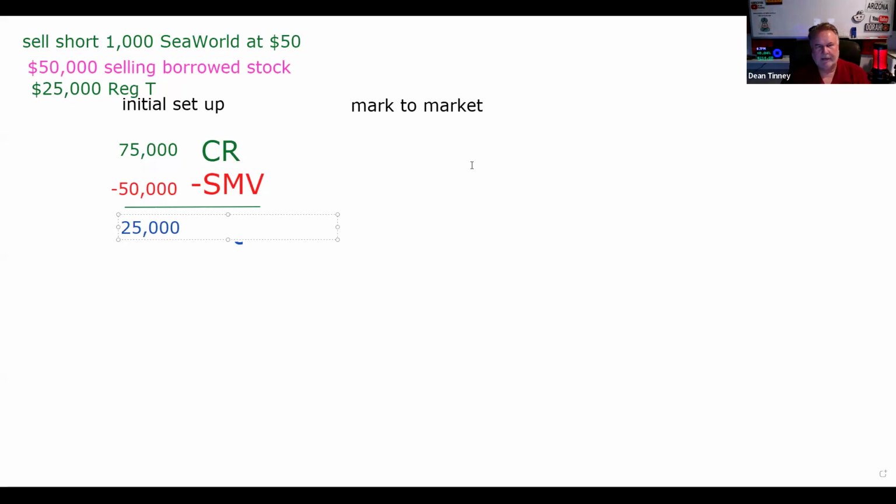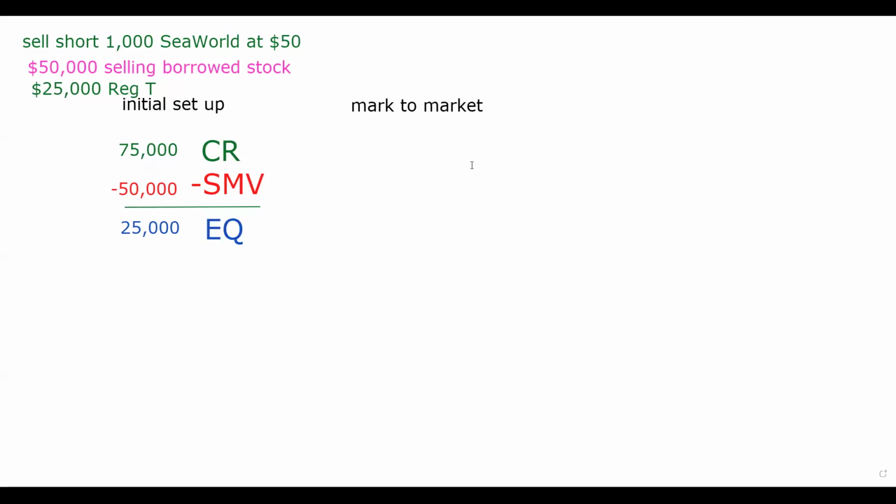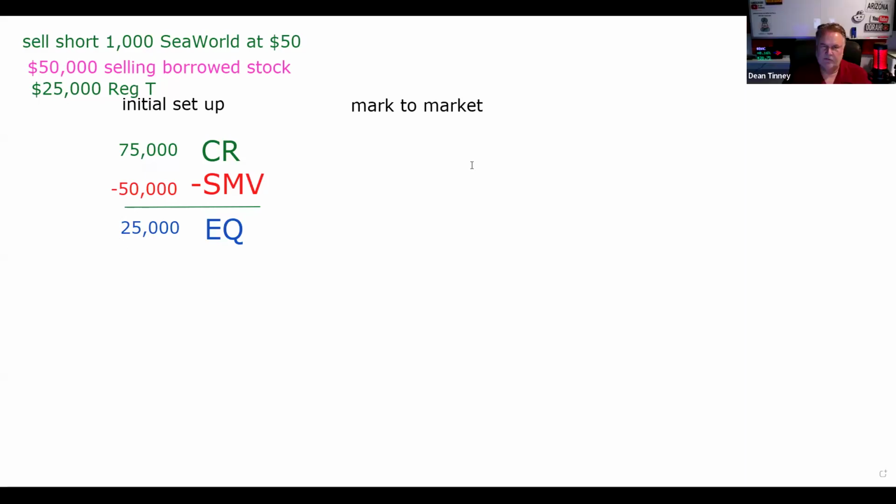All right, so what do we want the stock to do? Do we want SeaWorld to go up or go down? No. When you sell short, you want the stock to go down, right? You want to sell high and buy low, right? So I've sold short at 50 here. Let's say that one of the orcas takes a chomp on a trainer. Is that good news or bad news if the orcas go nuts and start chomping on trainers? Well, bad news for SeaWorld, but good news for me. And let's say SeaWorld goes to 30. So is Dean happy or sad if SeaWorld goes to 30? I'm happy.